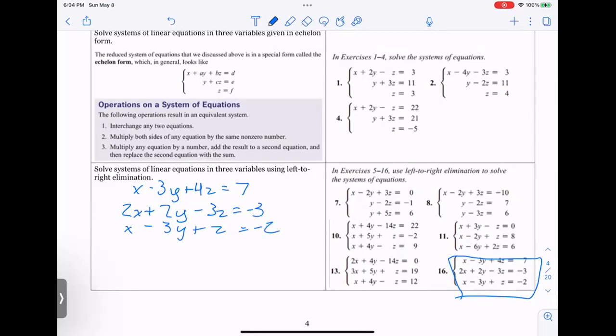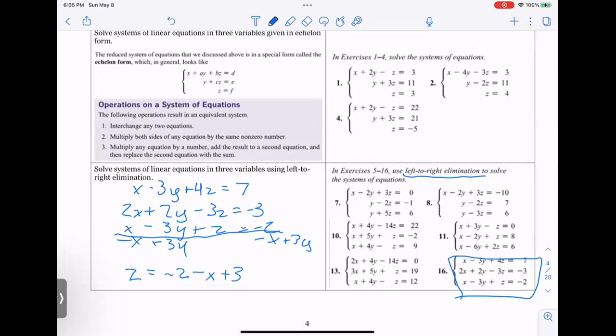So this says use left to right elimination. I'm actually going to use substitution because I think that's easier. What that means is, when we have systems of equations, we solve for either x, y, or z, and then plug that in. So let's solve for z first. In this bottom equation, z is already by itself. If we just subtract x and add 3y to both sides, that'll end up giving us z.